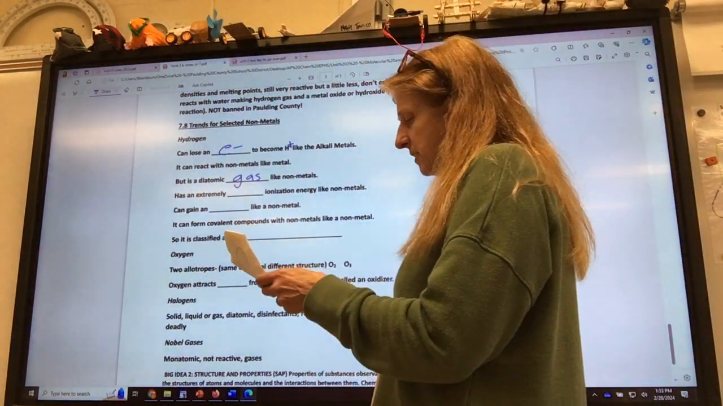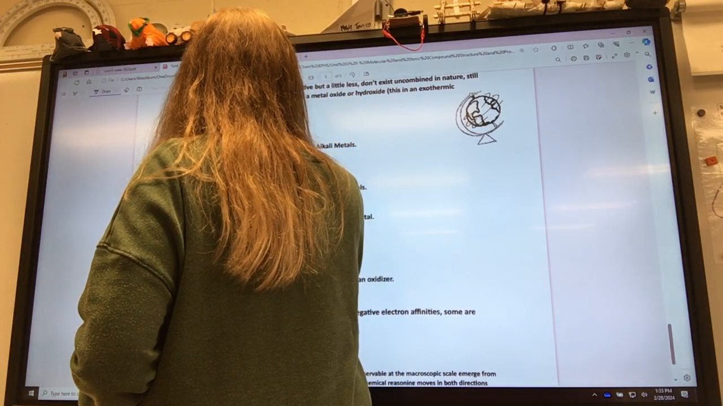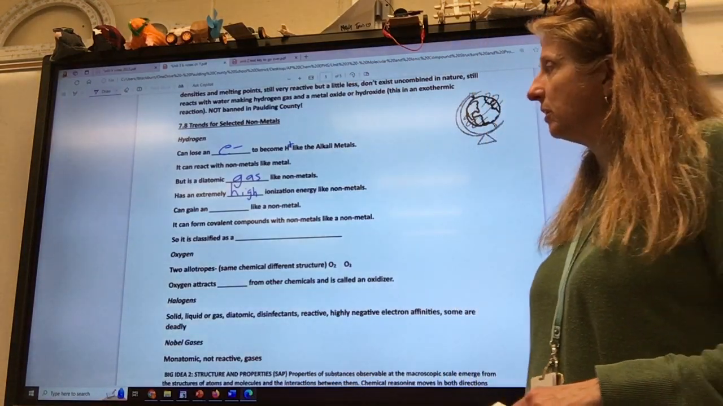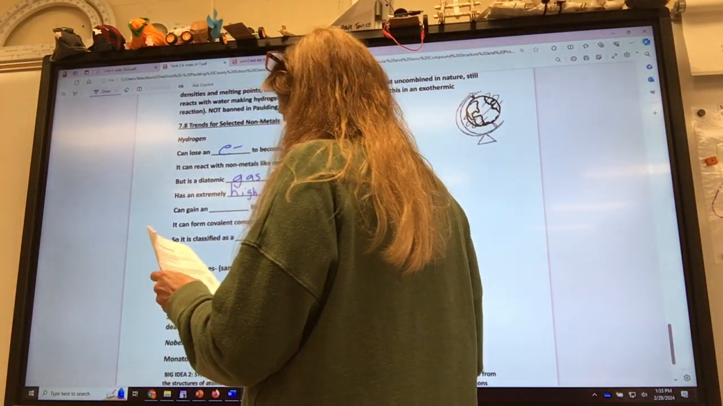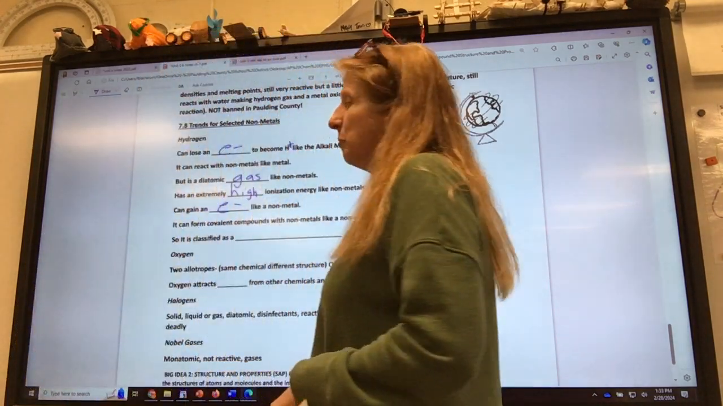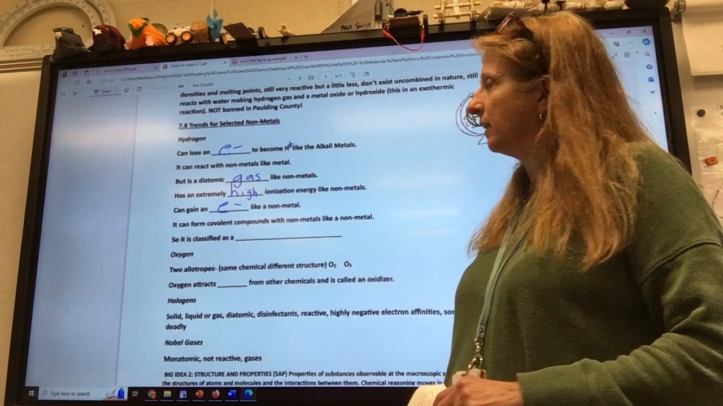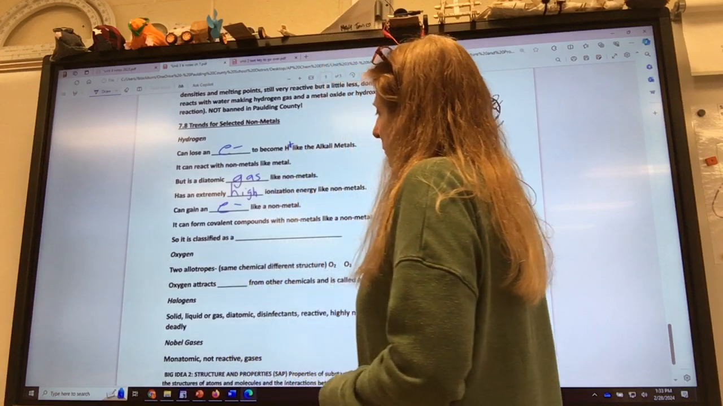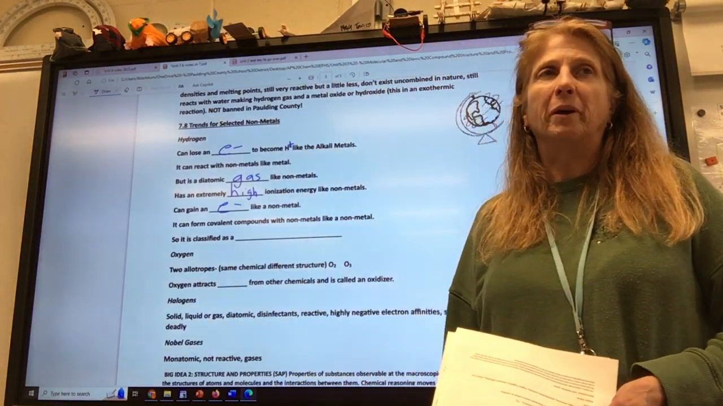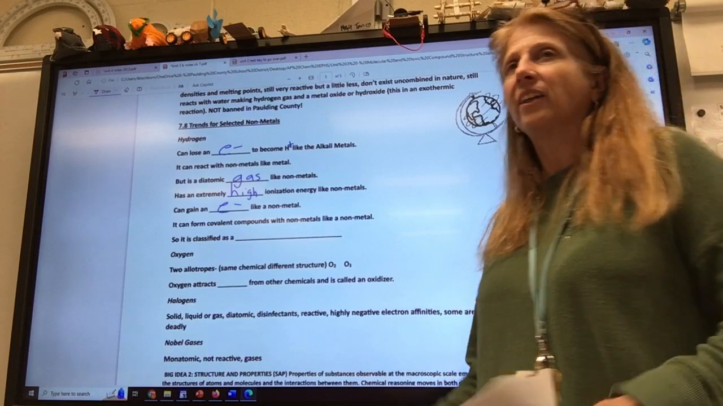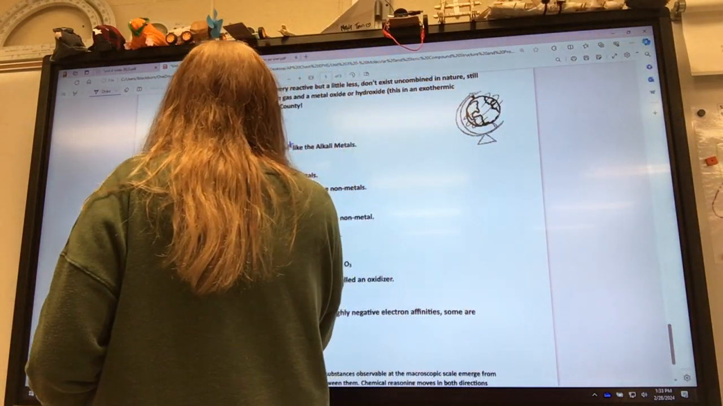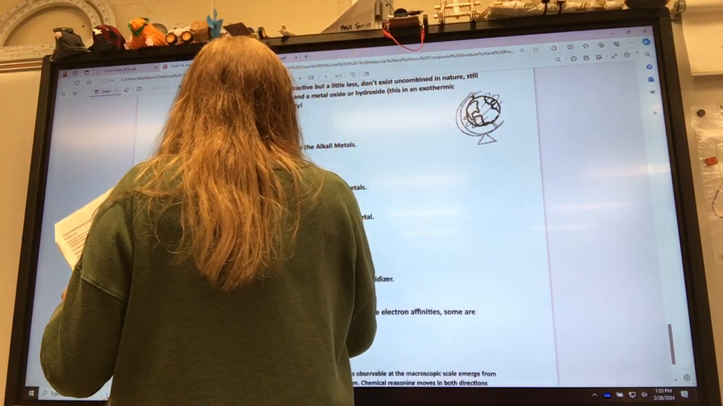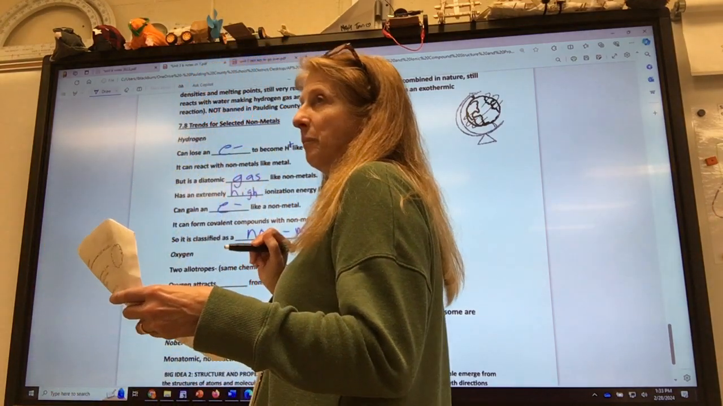No. It has an extremely high ionization energy, like a nonmetal. It's got an electron, it likes it. It can gain an electron like a nonmetal. It's not totally opposed to getting another electron. And it can form covalent compounds with nonmetals like a nonmetal. So what do you think it is classified as, metal or nonmetal? It is classified, I won't keep you in suspense anymore, as a nonmetal. So it's a nonmetal over there in the metal family, which is kind of funny. It's an alkali metal, nonmetal.